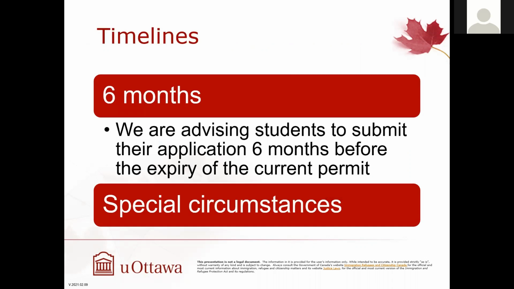Next, in terms of timelines, this is another very common question we get from students: when should I be applying to extend my study permit? Right now, with the processing times that we're experiencing, and we're still in the pandemic, we're advising students to apply 6 months before the expiry of their current permit. We don't normally advise applying earlier than that, unless there is a special circumstance.